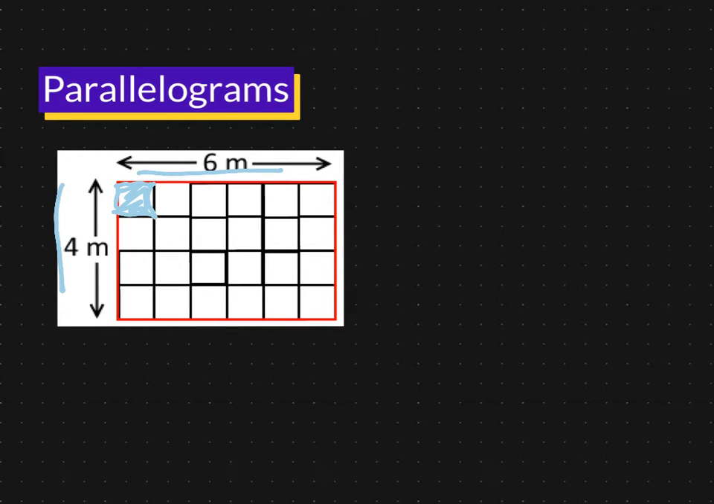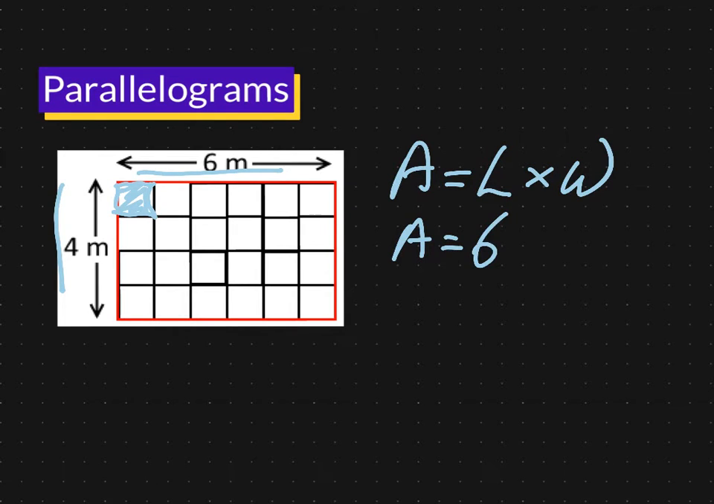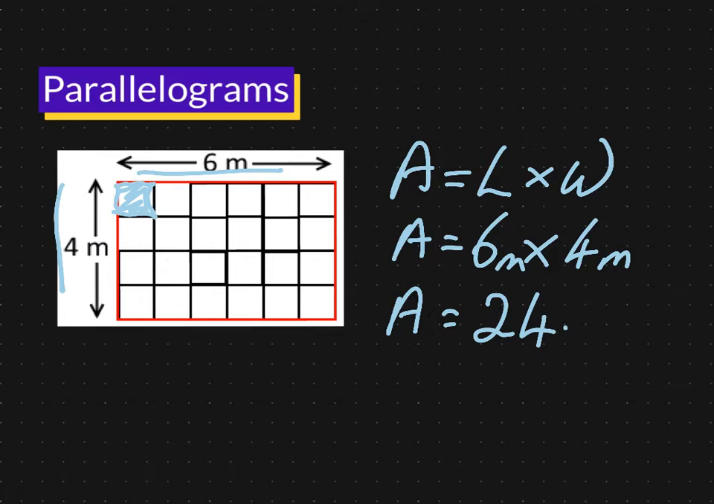So the formula to find the area of a square or a rectangle is that the area is equal to the length times the width. In this case, the area is equal to 6 meters times 4 meters, and so the area is equal to 24 meters squared, because it's meters times meters.